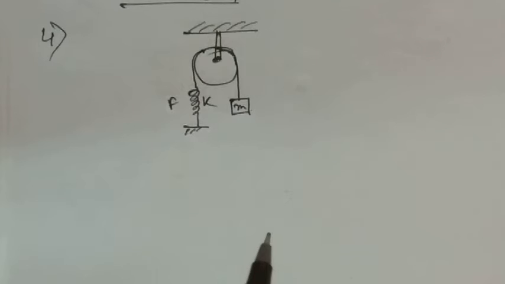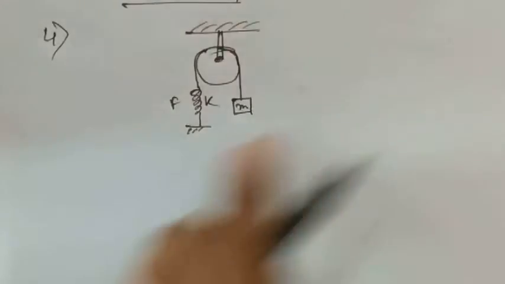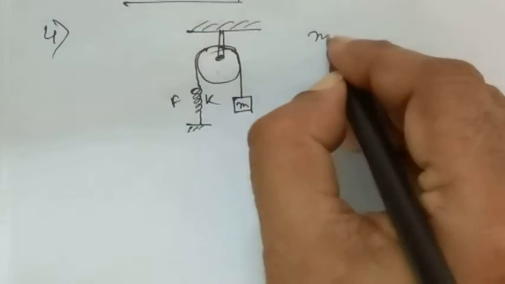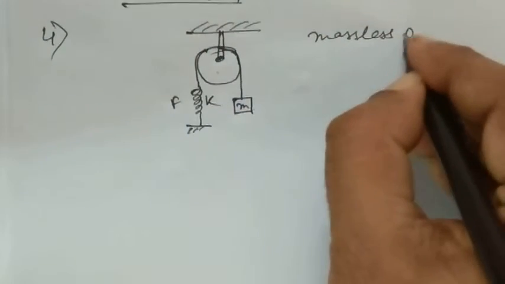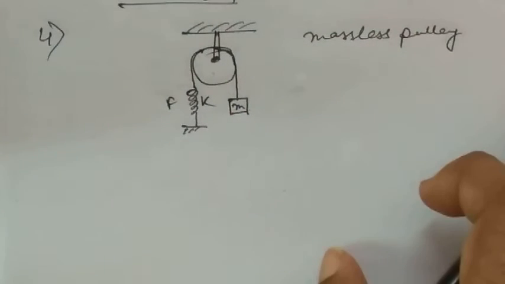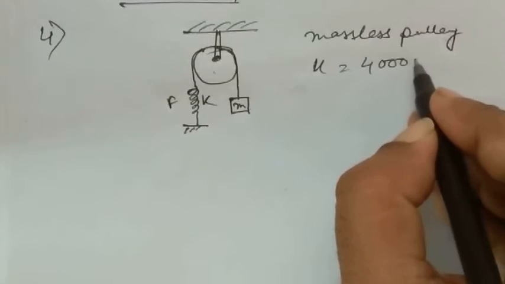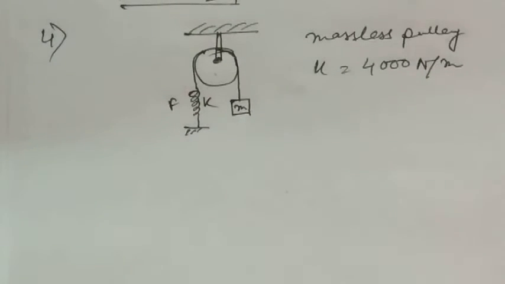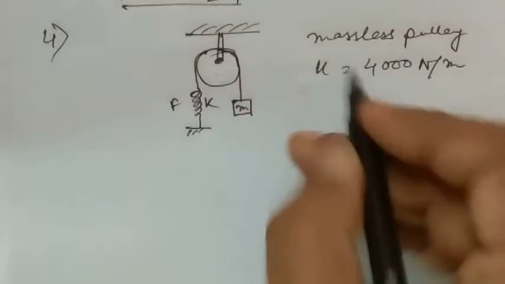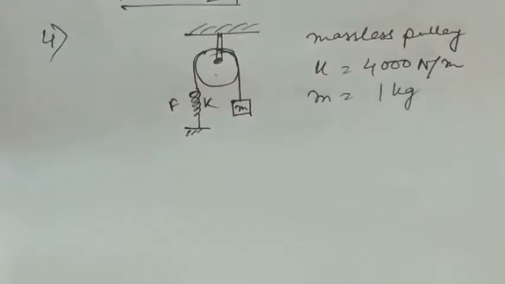Now fourth problem. Now this problem can be divided into three cases. I will start discussing case by case. Now this is a figure which is showing a system consisting of a massless pulley, from which a spring of force constant k, suppose take it to be 4000 Newton per meter. The spring constant k is 4000 Newton per meter.